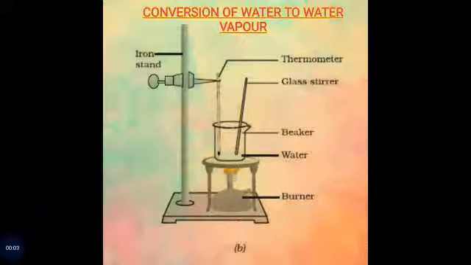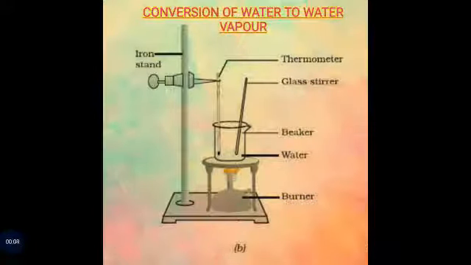Next is conversion of water to water vapor. That is conversion from liquid state to gaseous state. When we supply heat energy to water particles, they move faster. When it reaches a particular temperature, a point is reached where the particles have enough energy to break the force of attraction between each other. And at this temperature, this liquid starts changing into gas.